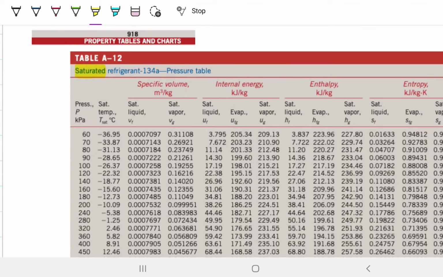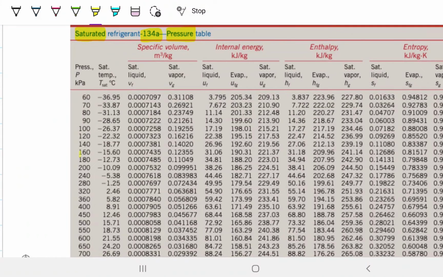And so this is saturated, good. This is 134A, good. This is pressure, good. 160 is right here, so I'm going to highlight this for our sake. And I'm after the saturated liquid specific volume and the saturated vapor specific volume. So I'm after these two values here, this guy and this guy. With those two guys, that's all I need to be able to solve that first part of the problem and then find out what is the mass of the mixture.